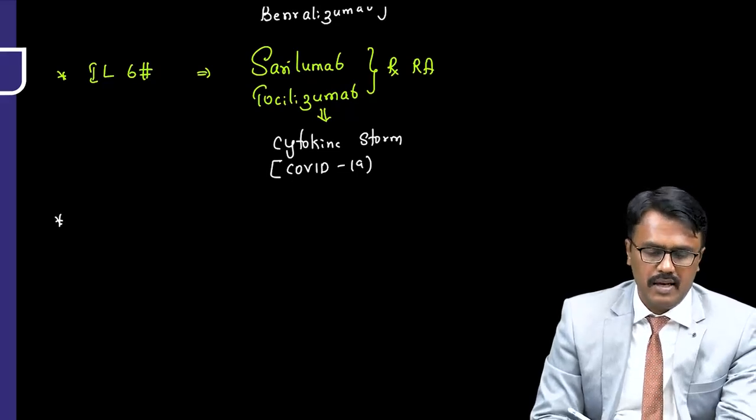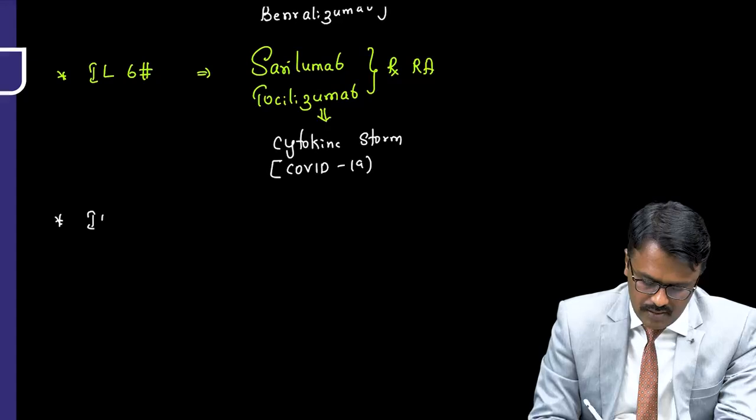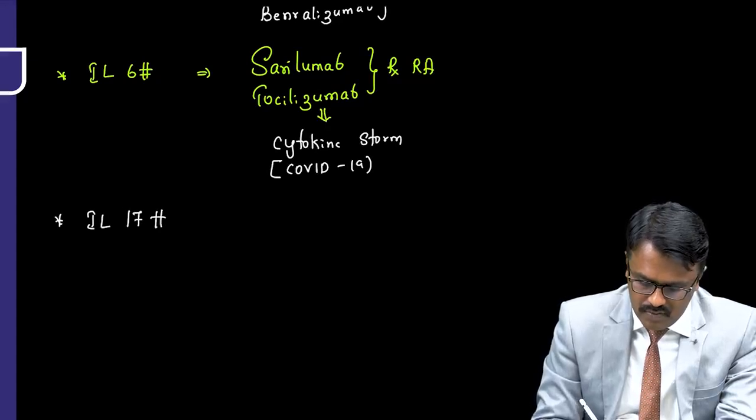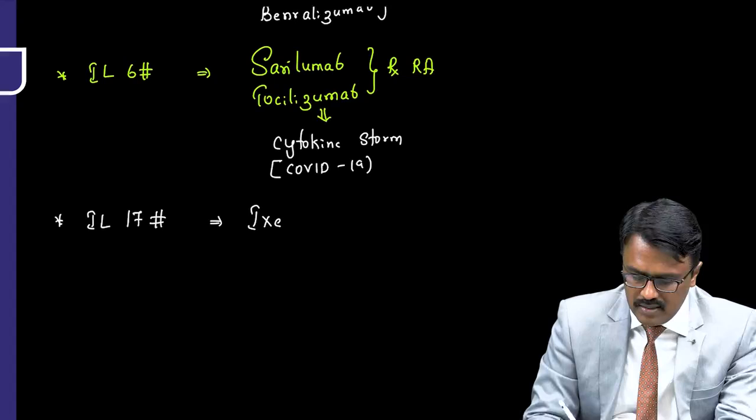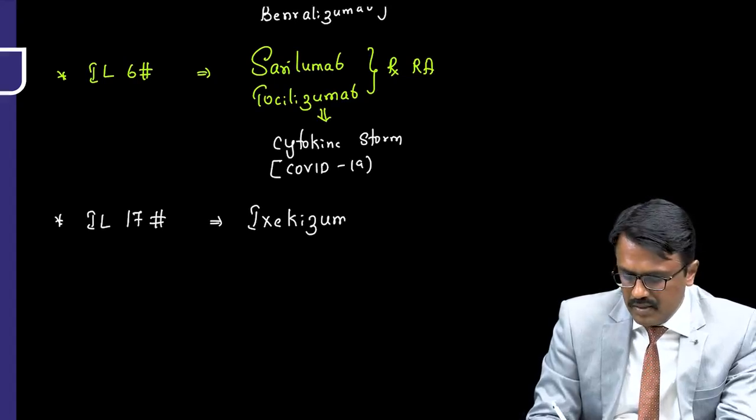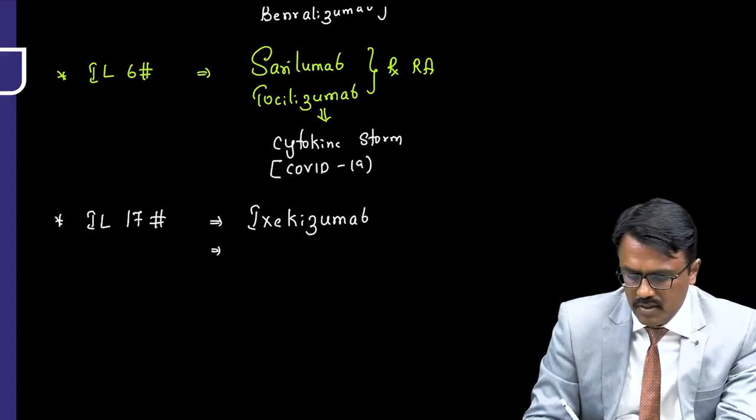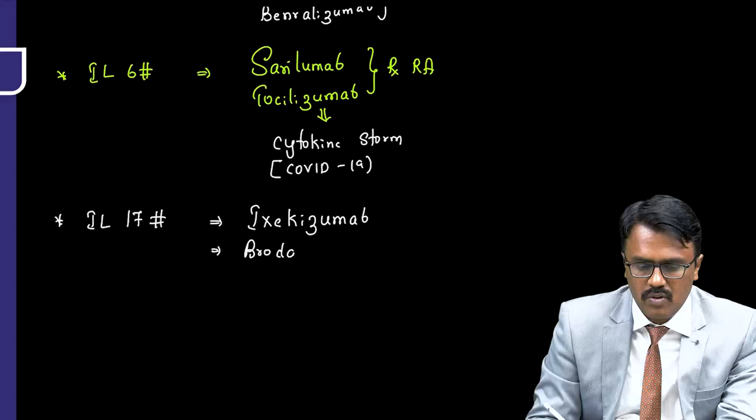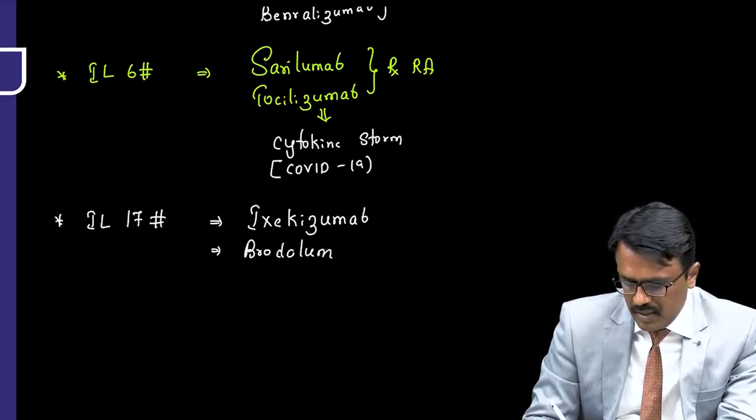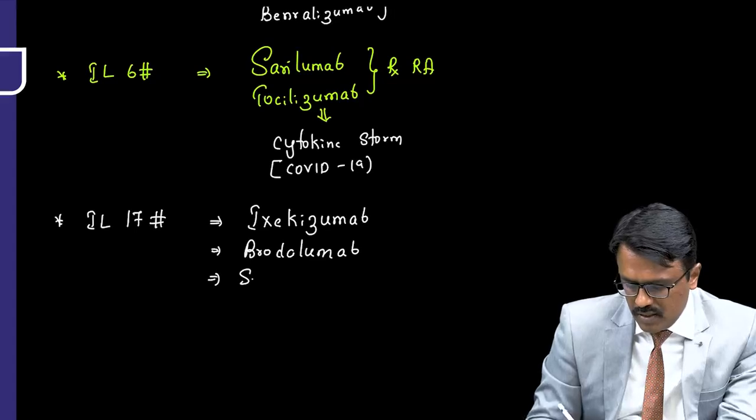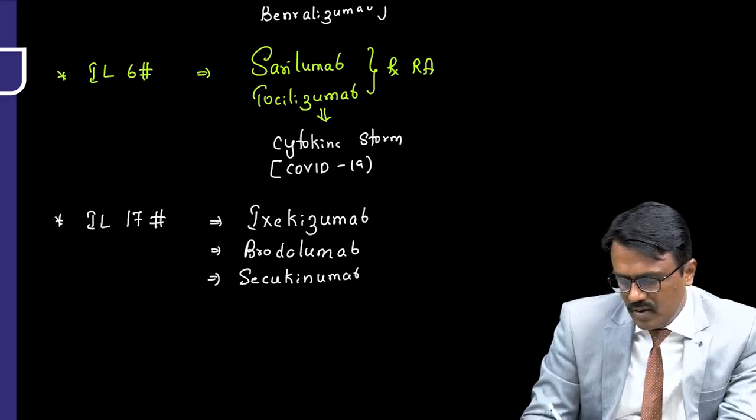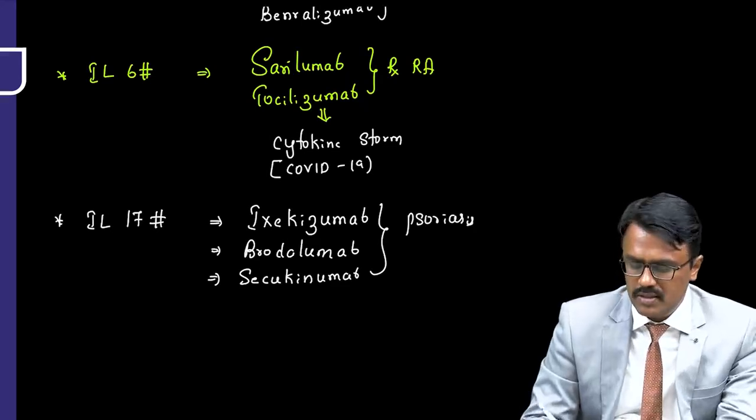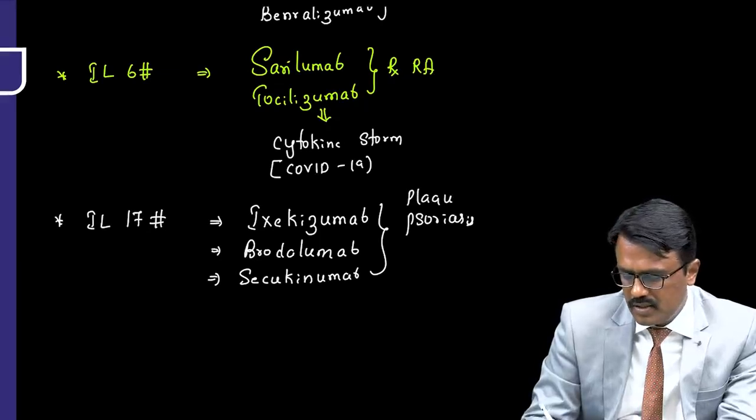Most important, we have another one: interleukin 17 blockers. Particularly in dermatology, they are very important. They are ixekizumab, brodalumab, and secukinumab. All of these are approved for psoriasis, particularly plaque psoriasis.